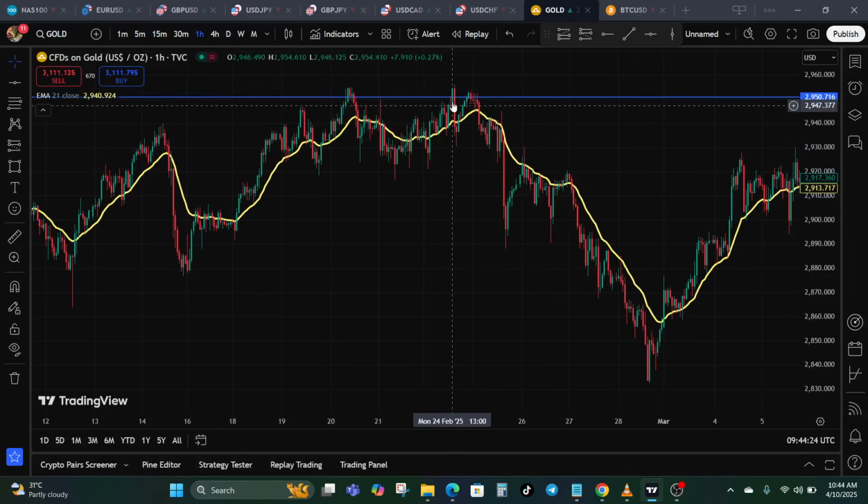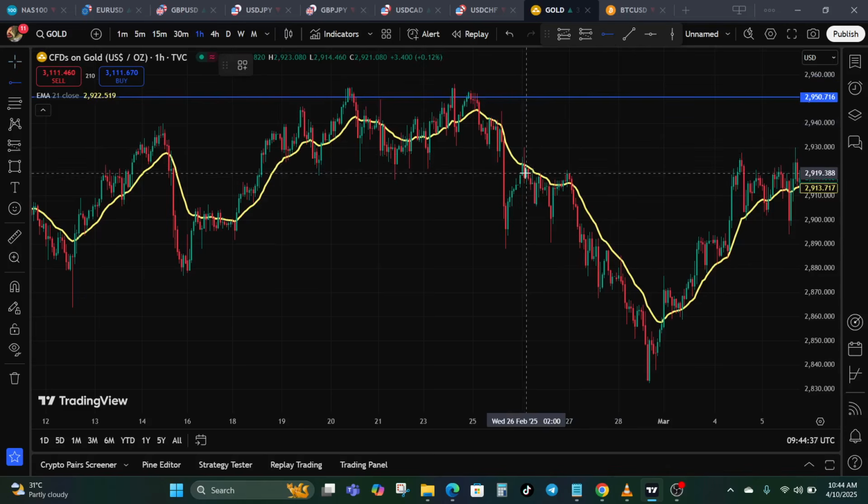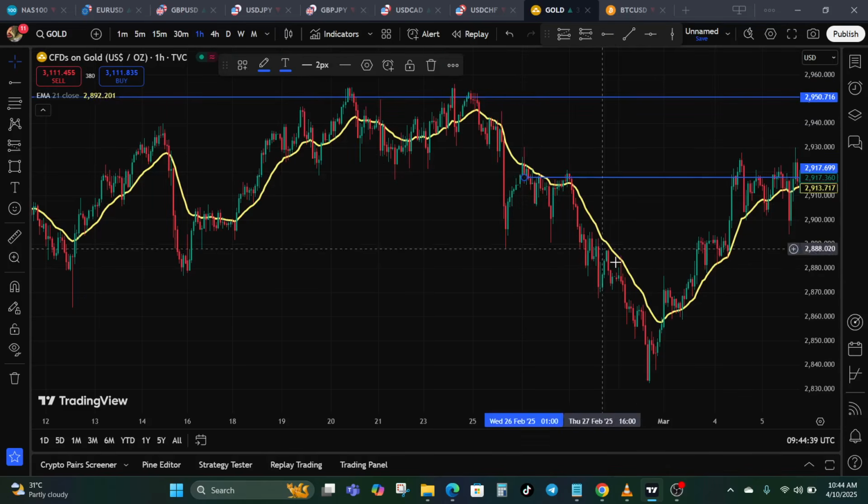And then you can see that after price got rejected, the moving average also confirmed that sell move because price dropped below the moving average after getting rejected from the resistance. And then we can see that we had a retest. Remember, there must be a retest and a continuation pattern before you enter your trade.